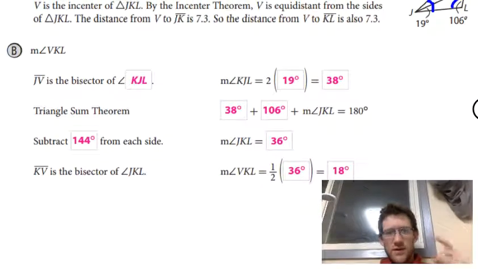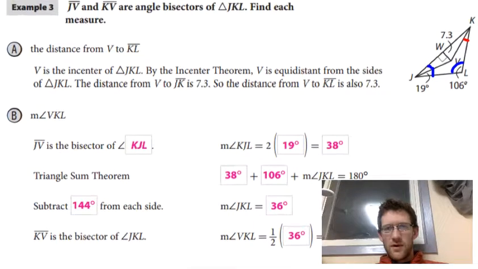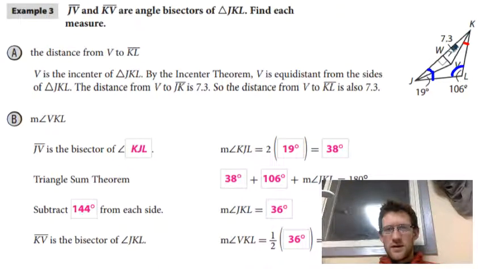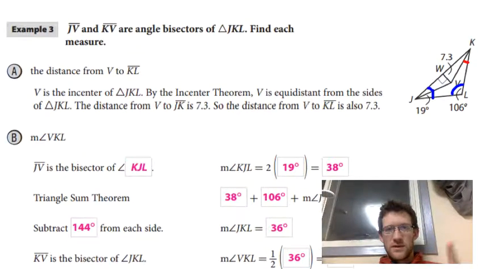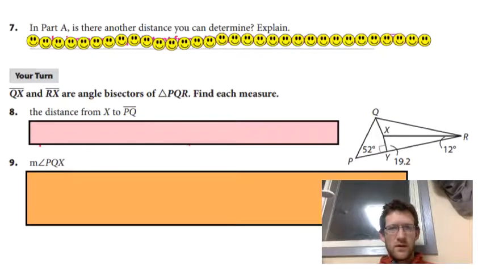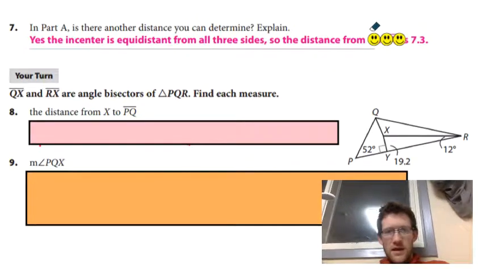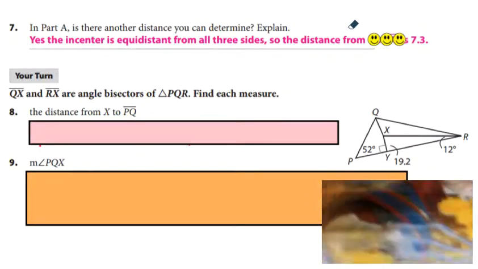A lot of little wrangling there, but as long as we can remember the triangle sum theorem, that everything adds up to 180, and we can remember that these are angle bisectors, since it was given that they're angle bisectors, we should be able to deduce most of it. All right, I'm going to erase this part here, but go ahead and see if you can do 8 and 9 on your own. So pause here.